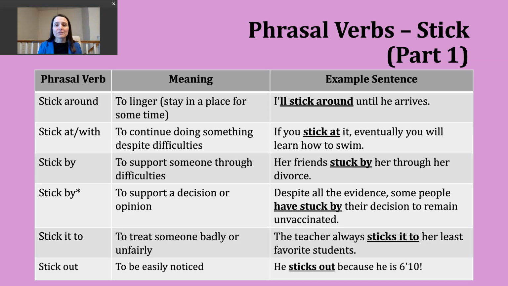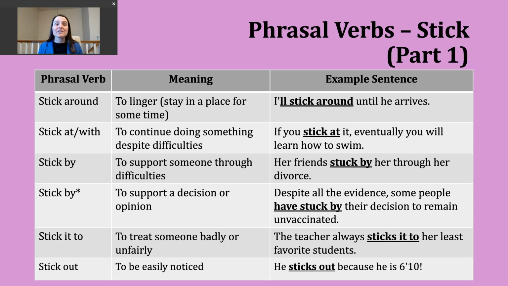An example here: I'll stick around until he arrives. So someone is saying, I'm going to stay in this particular place until this other person arrives. I'll stick around is an example of the simple future using will. Someone might be making a promise as they state that.